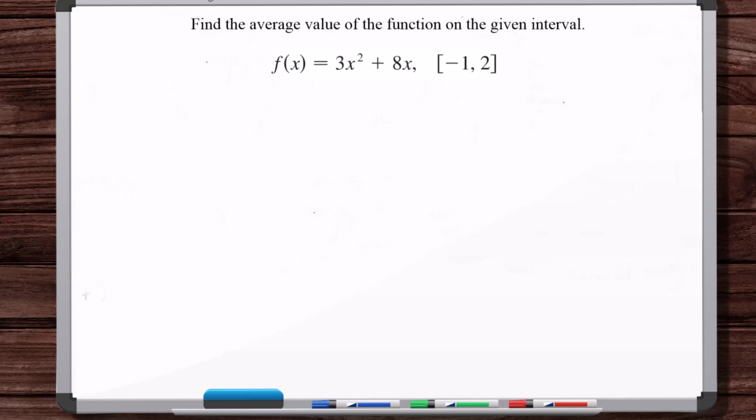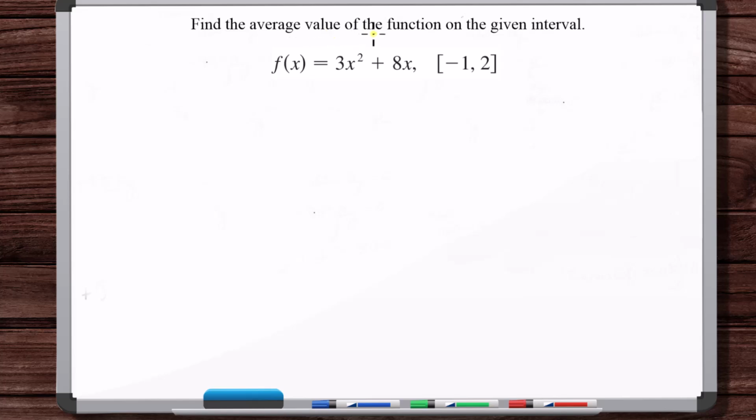In this video, we're going to work example problems related to the average value of a function. In addition, we're also going to work problems related to the mean value theorem for integration, which is directly associated with the average value of a function. All right, so let's get started.